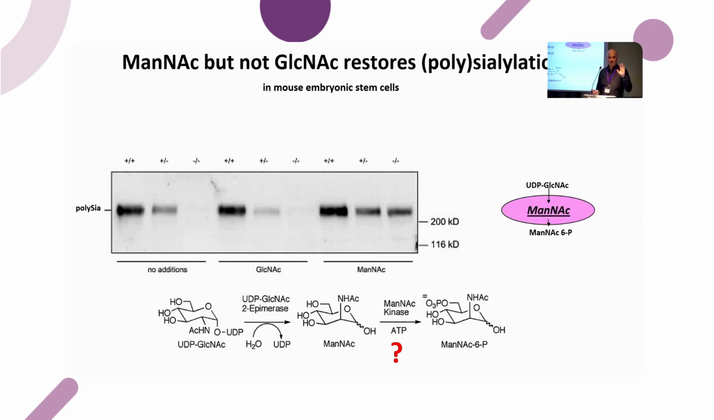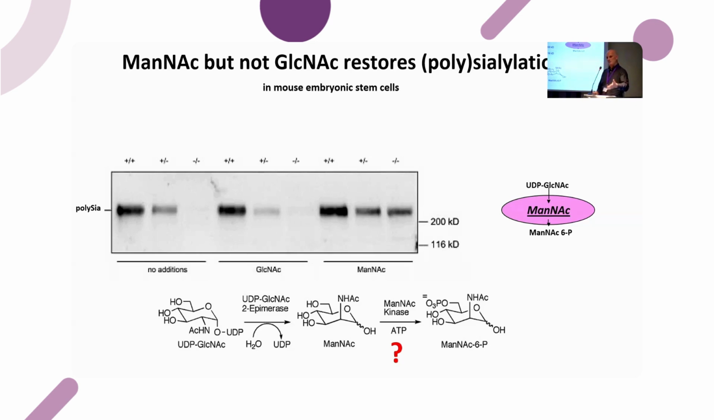And in the presence of ManNAc, and this was the day or the hour where the ManNAc treatment idea was born, more or less, we could restore polysialylation, and not with GlcNAc. And GlcNAc is very similar. It has just another conformation of the hydroxyl groups. This could not restore polysialylation, but ManNAc could do it.